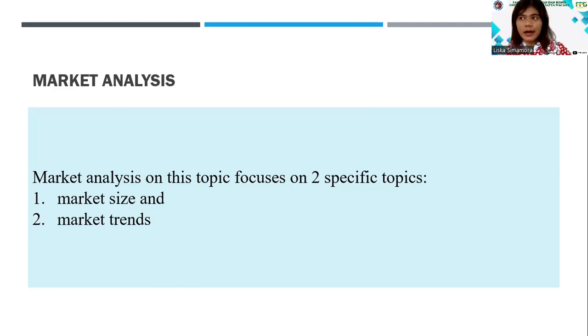So it means that the students' projects, the students' products, are starting from the very beginning. So they have to analyze the market size of their products, and they have to analyze the market trends of their product as well. The other topics are suitable for those who are in the position of developing their product, not a new entry. So focus on market size and market trends.